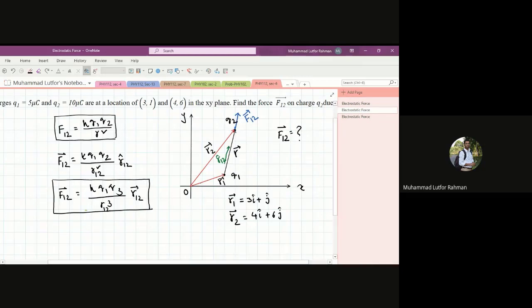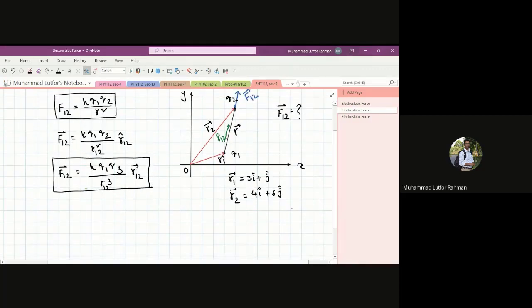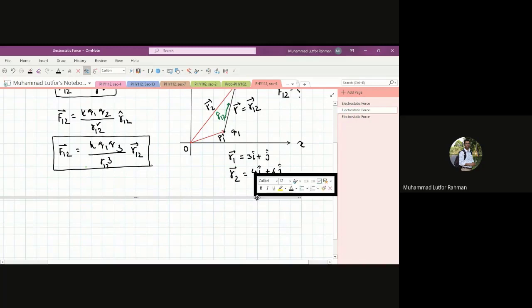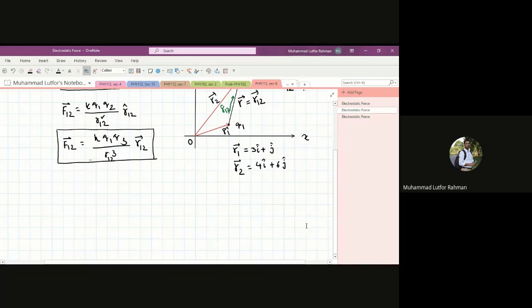Fine. So I have to find that R12 vector. The R over here is actually the R12 vector, the distance between charge 1 and 2. So the R vector we can also write as the R12 vector. Now, how am I going to find it? You have to go back to the physics 101 idea, which is the vector triangle law. Look at this over there.